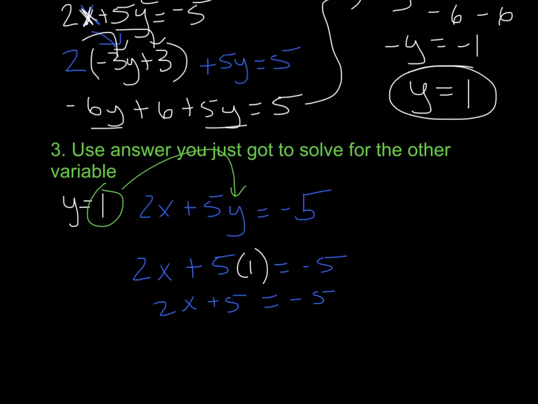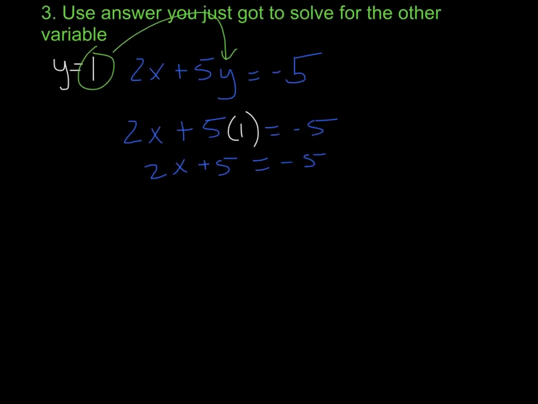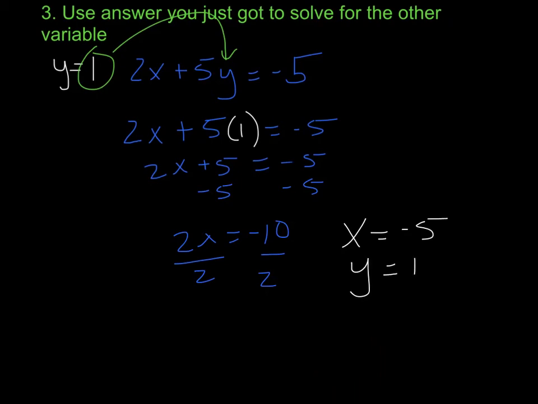I will minus 5 from both sides. So 2x is negative 10, negative 5 and another negative 5. Divide by 2. And I'll end up with x equals negative 5. And I already knew y was 1, so there are my two answers.